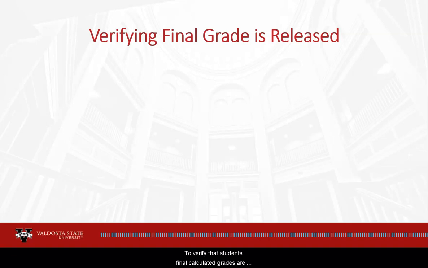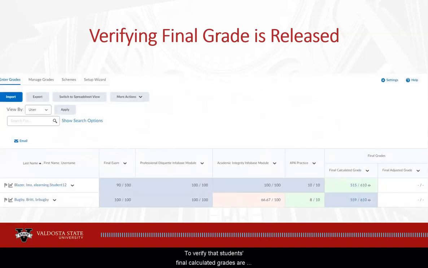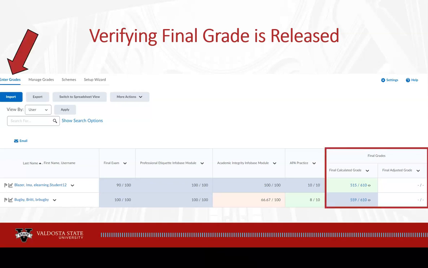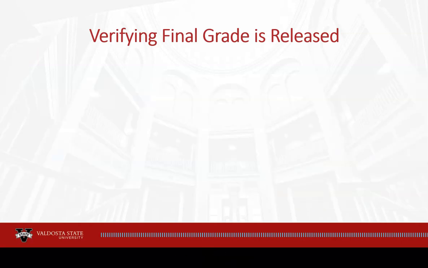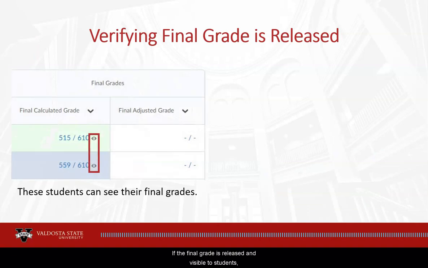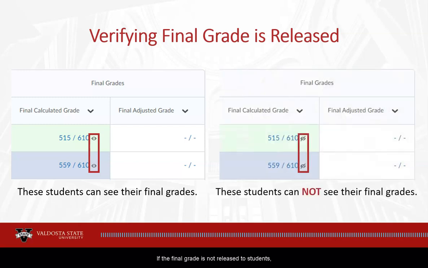To verify that students' final calculated grades are released, scroll all the way to the right of the Enter Grades area. There, you will see the Final Grades columns, one for Final Calculated Grade and one for Final Adjusted Grade. If the final grade is released and visible to students, you will see an open eye symbol. If the final grade is not released to students, you will see a closed eye symbol.